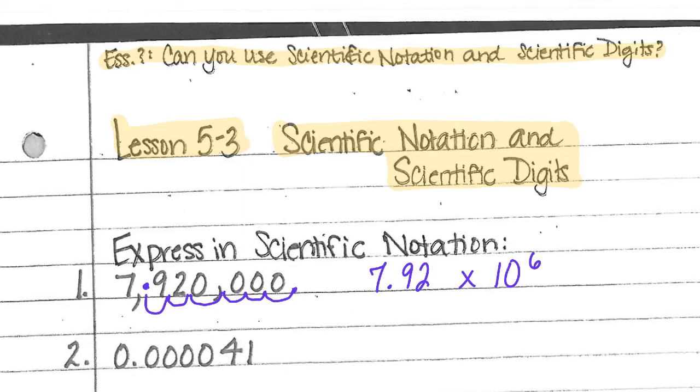All right, for the next one, I want my decimal right there at 4.1. And since we want this number to be smaller, we're going to go 1, 2, 3, 4, 5 to the left.